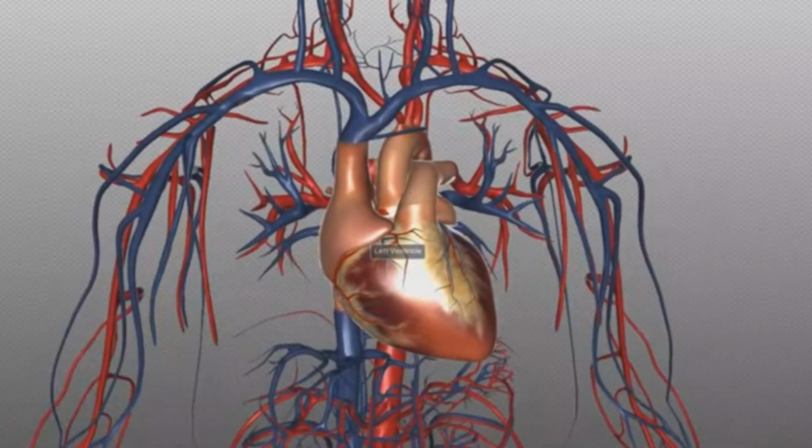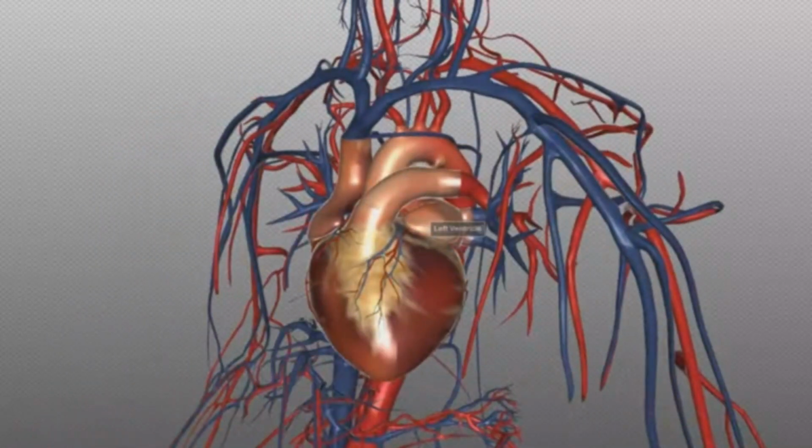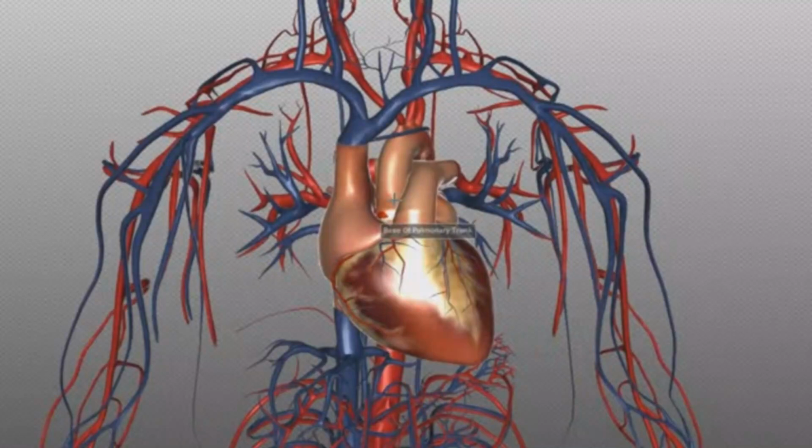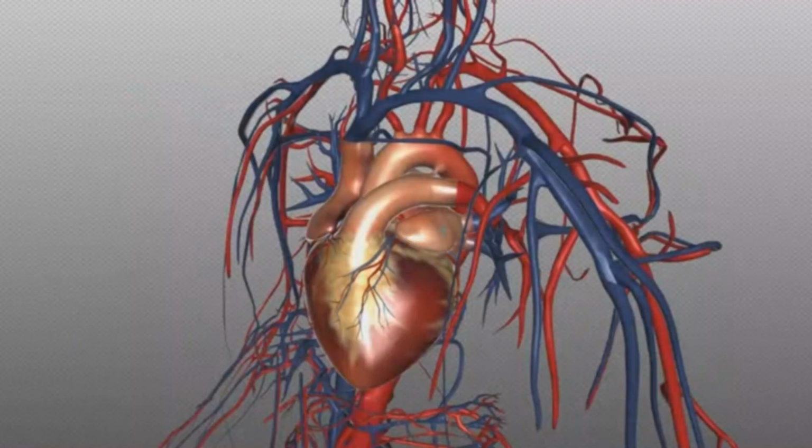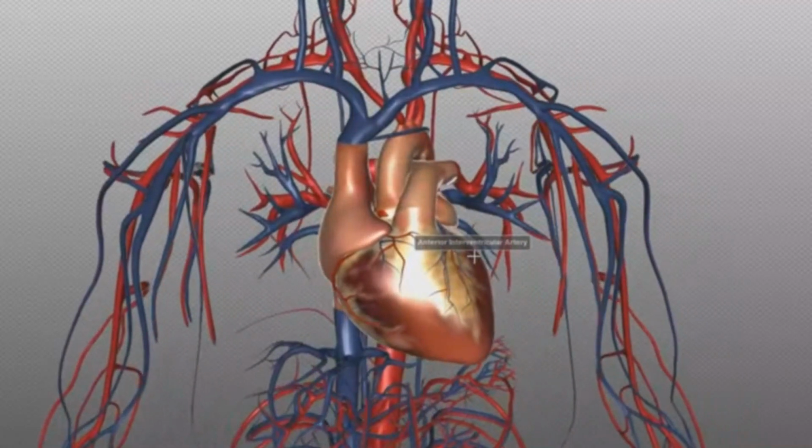You've also got valves between the vessels that lead away from the heart and the ventricles. Between the pulmonary trunk and the right ventricle, you've got a valve called the pulmonary valve. And between the aorta and the left ventricle, you've got the aortic valve. So there's 4 valves that you need to remember. The tricuspid one on the right between the right atrium and the right ventricle, the mitral valve between the left atrium and the left ventricle, and you've got the pulmonary and aortic valves.